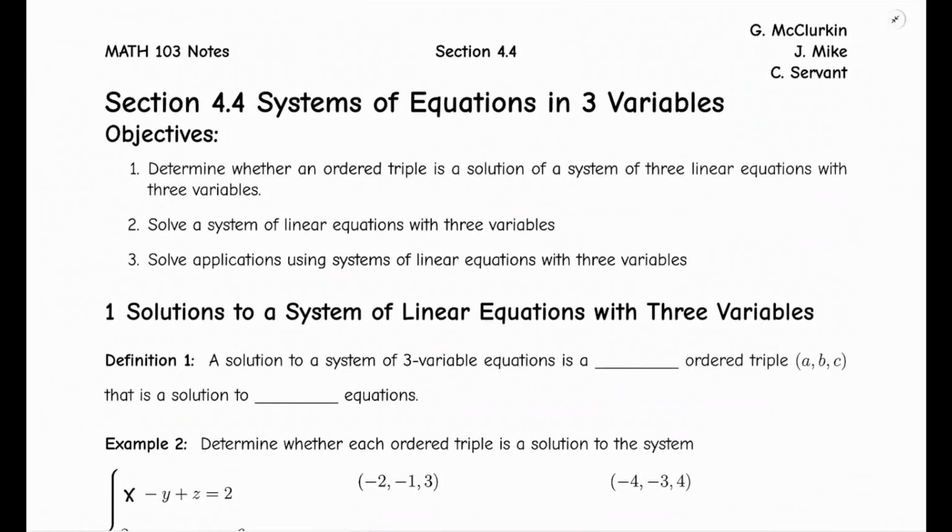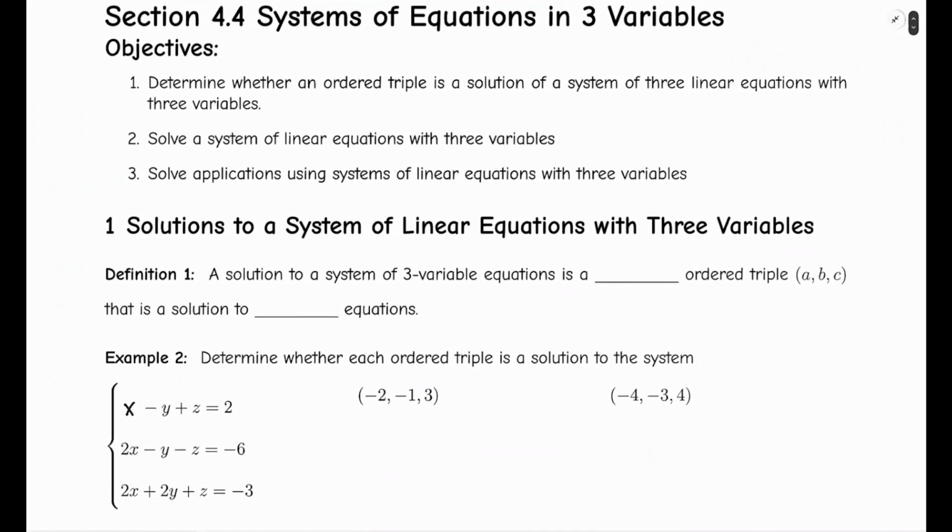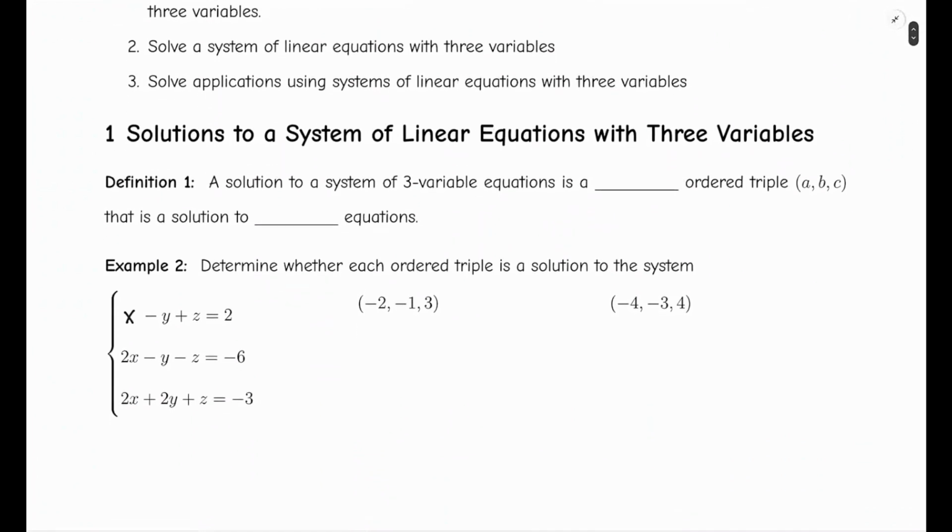Hello, this is section 4.4, Systems of Equations in Three Variables. Part 1, Solutions to a System of Linear Equations with Three Variables. Definition 1. A solution to a system of three variables equation is an ordered triple (a, b, c) that is a solution to all equations.